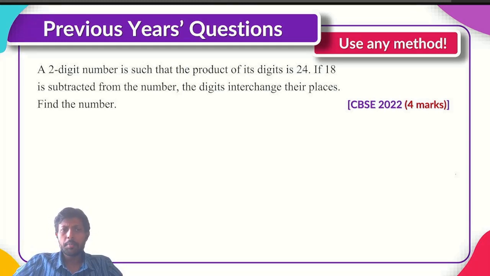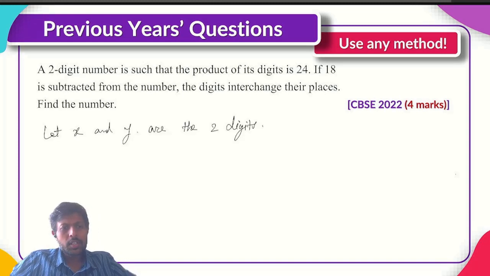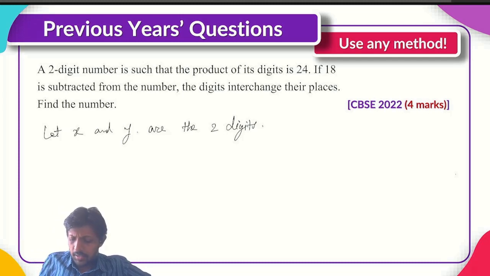We have a 2-digit number such that the product of its digits is 24. Okay, let's say the 2 digits are x and y. But it's not sufficient to just say that there are 2 digits in a number. So you have to specify which digit is in the tens place and which digit in the units place. I'll consider x to be in the tens place and y to be in the units place.